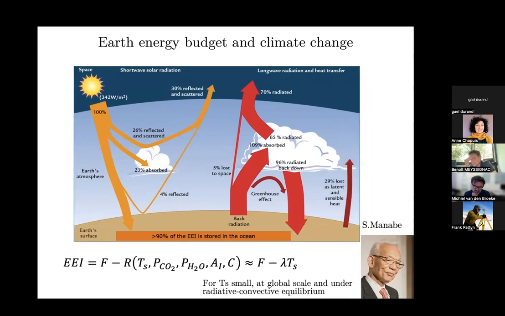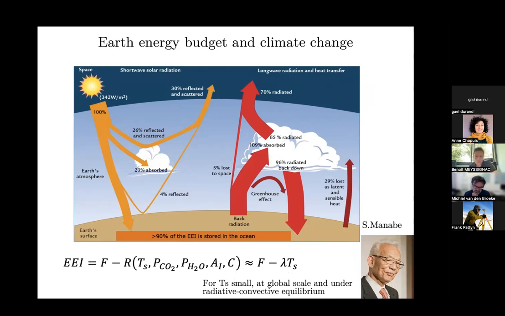Syukuro Manabe in the 70s showed that this picture didn't account for the convection in the system. By adding this term, the convection you see on the right-hand side of this plot, he showed that at global scale, under radiative-convective equilibrium, this simple relationship between the radiative response of the Earth and the Earth energy imbalance, and the linearized version of the radiative response of the Earth, still holds. He showed that it doesn't hold at a local scale.